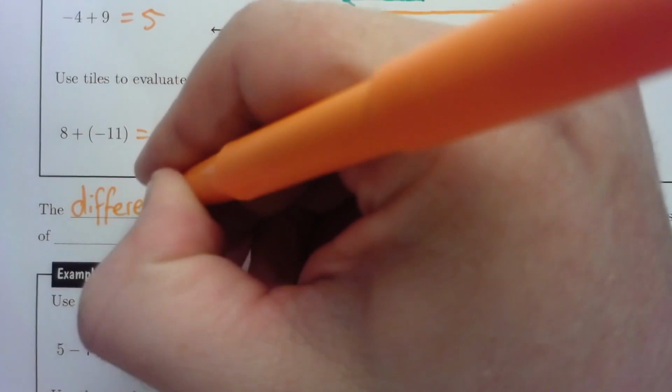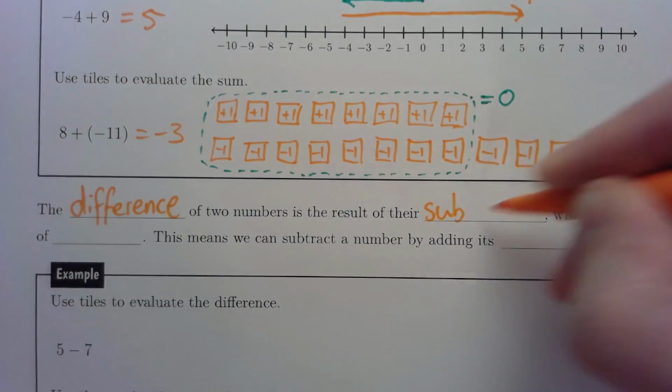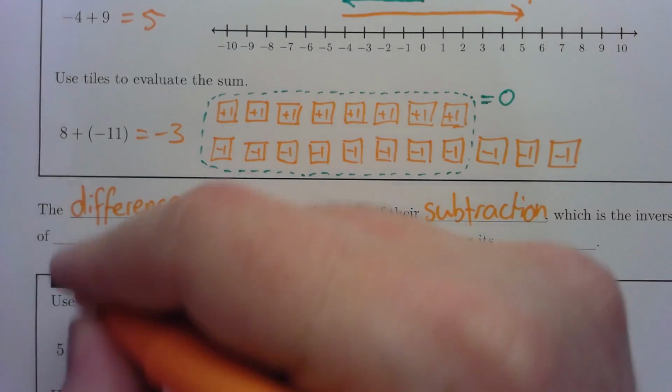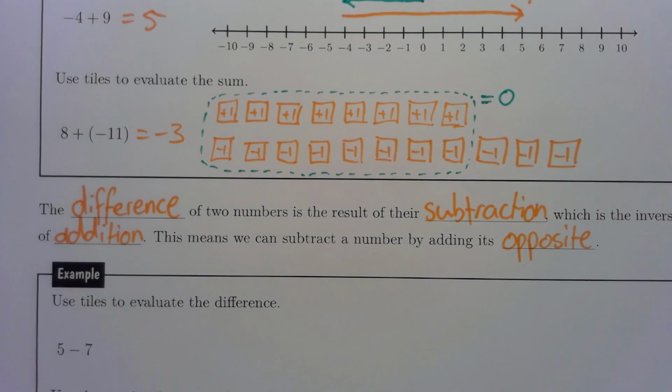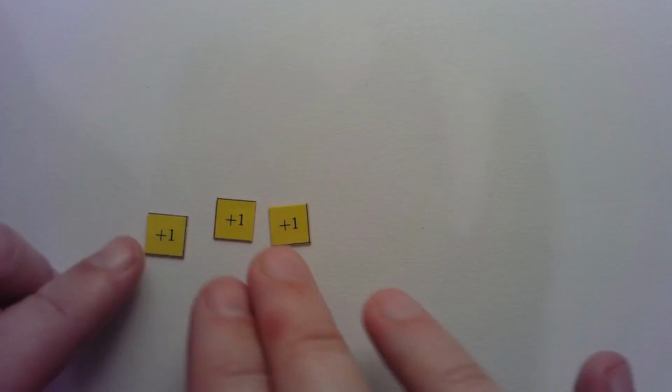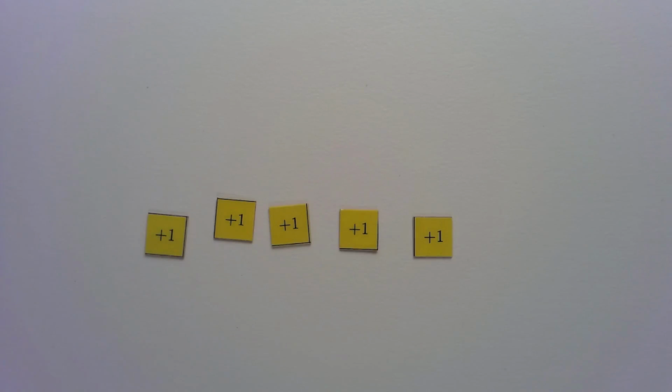Now the difference of two numbers is the result of their subtraction, which is the inverse of addition. This means we can subtract a number by adding its opposite. If we want to show 5 subtract 7 using tiles, we can start by having 5 tiles and then take 7 tiles away. Well, this is a bit of a problem because we don't have enough tiles to take away.